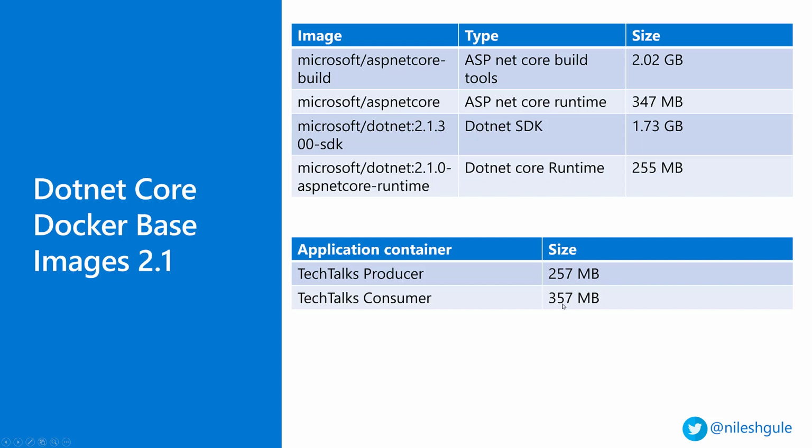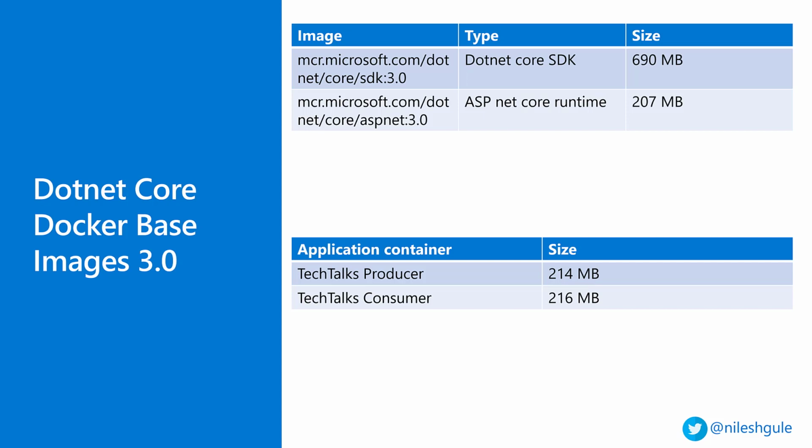And the size of our application containers based on these runtime versions of the images is 357 MB and 257 MB. When we upgrade this to the 3.0 version of the base images for .NET Core, we have only 2 versions of the base images. The SDK is only 690 MB and the runtime version is 207 MB. And because of this reduction in the runtime version, we also see a reduction in our application containers. So now the TechTalks consumer is 216 MB in size and the producer is 214 MB in size.